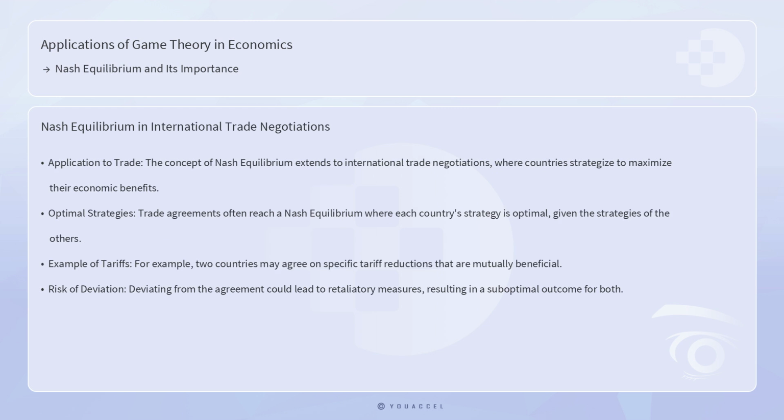The concept of Nash equilibrium extends to international trade negotiations, where countries strategize to maximize their economic benefits. Trade agreements often reach a Nash equilibrium where each country's strategy is optimal given the strategies of the others. For example, two countries may agree on specific tariff reductions that are mutually beneficial. Deviating from the agreement could lead to retaliatory measures, resulting in a suboptimal outcome for both.